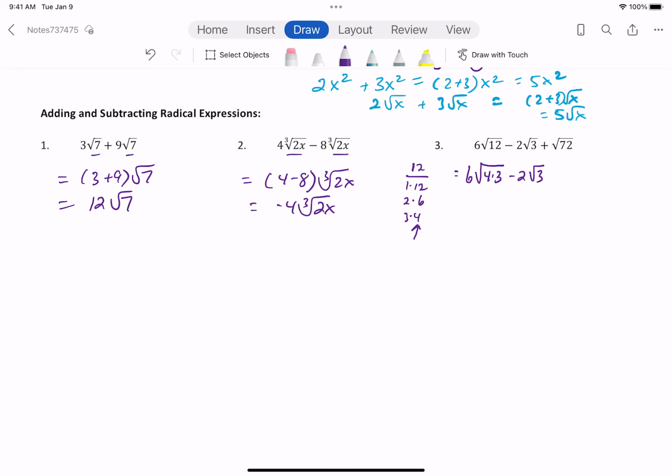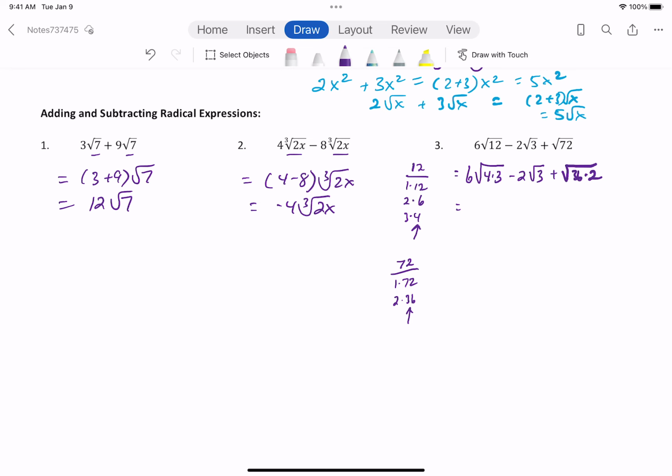Now the 2 square root of 3, the only factors of 3 are 1 and 3, so we're not going to be able to change that one. For the 72, 1 times 72, of course, is not helpful. The next one is 2 times 36, and 36 is a perfect square. So I'm going to rewrite this as 36 times 2.